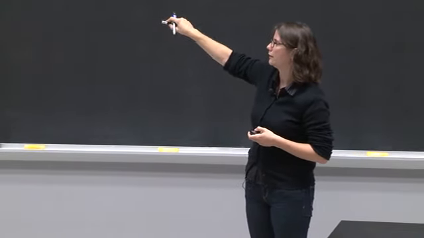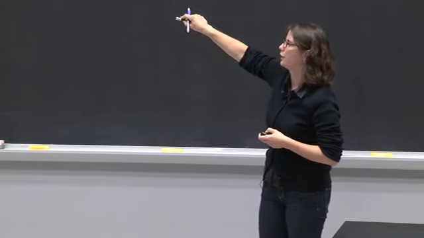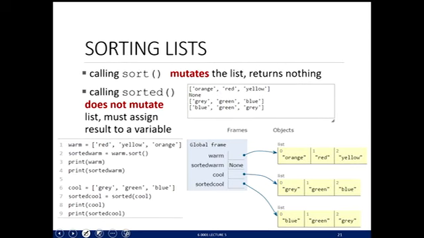Sorted, on the other hand, returns, sorted does not sort the list that's given to it, and instead it returns a sorted version of the list. So in this case, if cool is equal to these 3 colors, gray, green, blue, if I do sorted cool, it's going to return the sorted version of that list, which is blue, green, gray, and it's assigned to the variable sorted cool, so when I print them, it's going to show me the 2 separate lists, one being the original unsorted one, and one being the sorted version.